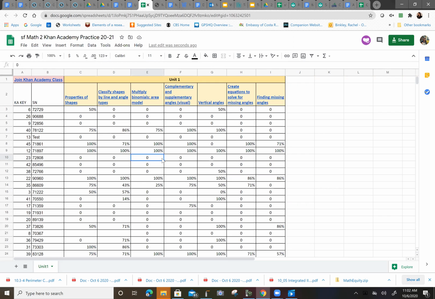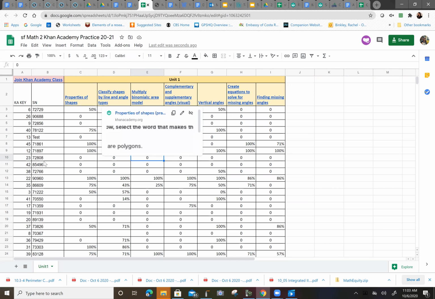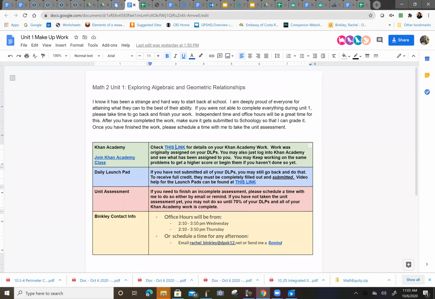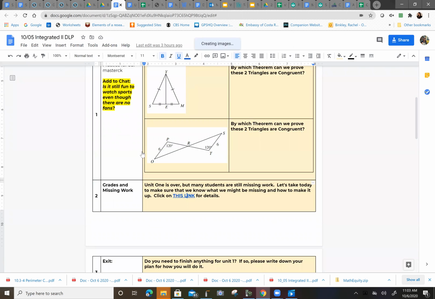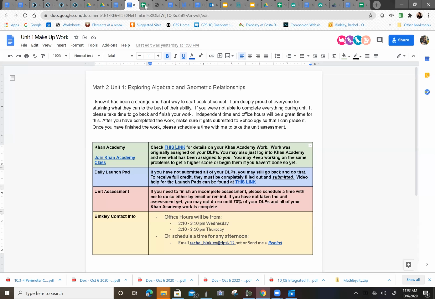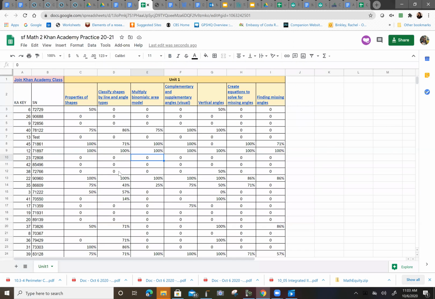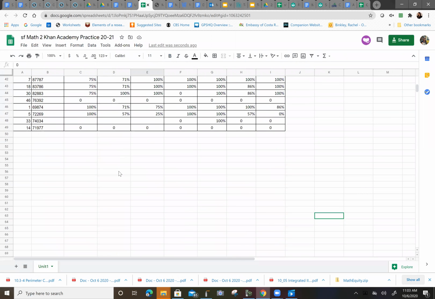So please take a moment, go into this link, which is on this launch pad. You click on the link that brings up unit 1. Then you click on the green link to see the details. Your student number should be on the left-hand side. You will be able to see where you are.